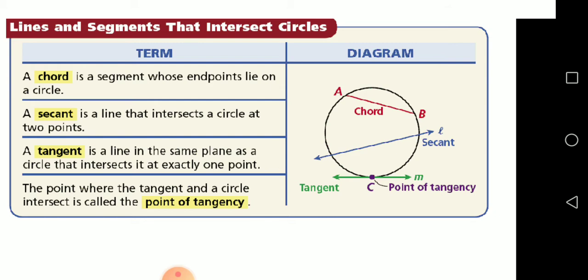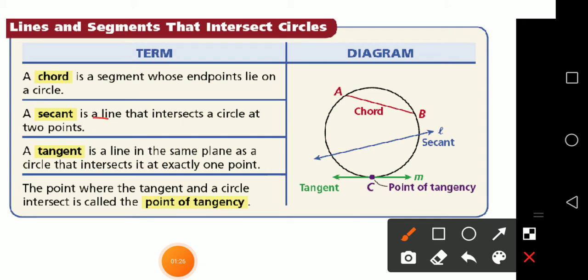What about the secant? The secant is a line. It's not a segment. It's a line with two arrows that intersects the circle at two points. So this is called the secant. What about the tangent? The tangent is a line in the same plane as a circle that intersects it at exactly one point.